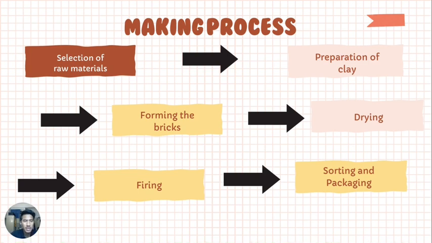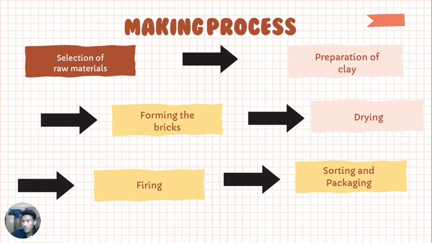Then the third process is forming the brick. For forming the brick, I actually have two methods: molding and extrusion. Molding, they prepare the clay, then mold it into the desired shape. This can be done using various methods such as hand molding and also using machines. Then we also have extrusion. Nowadays in modern brick manufacturing, some processes use extrusion to form a continuous column of clay, which can then be cut into individual bricks.